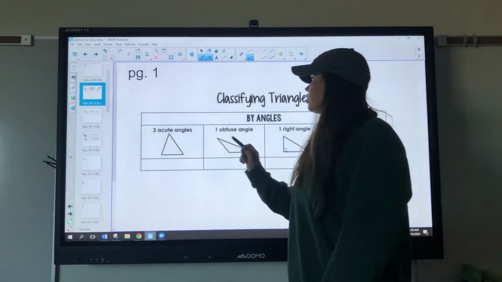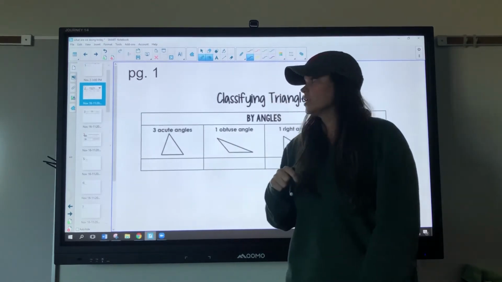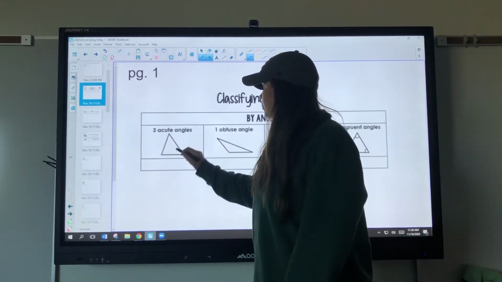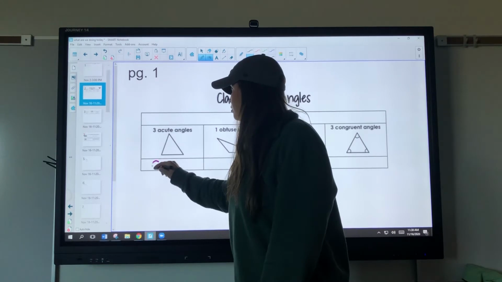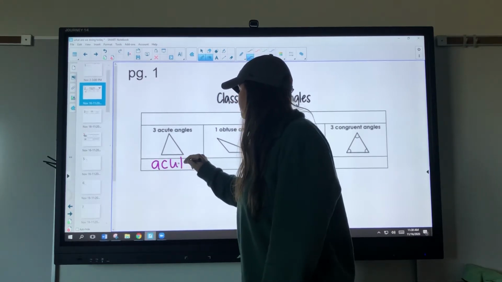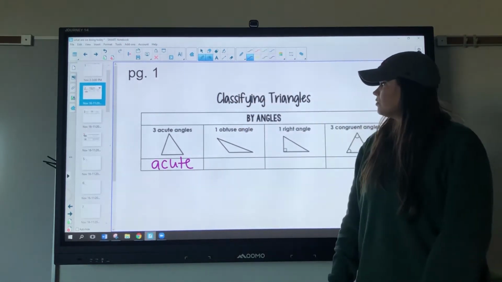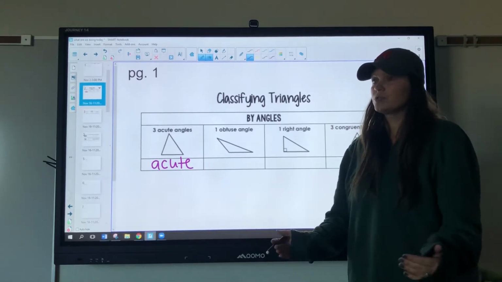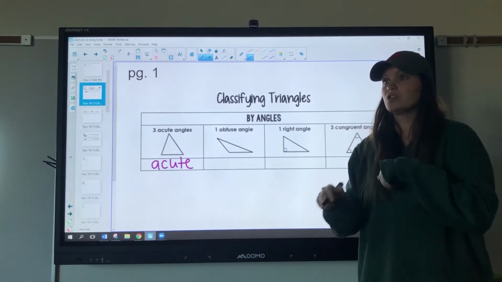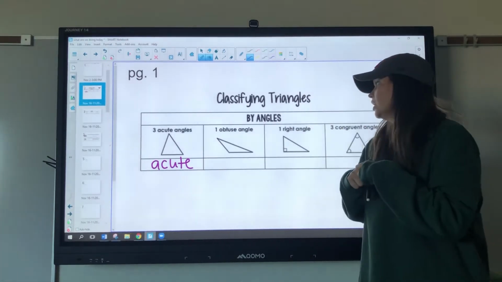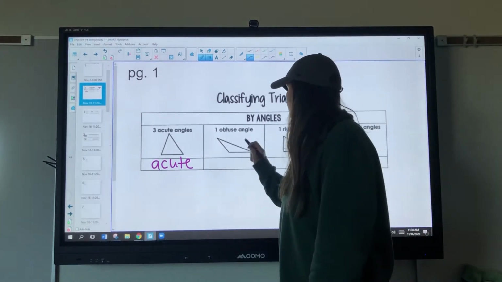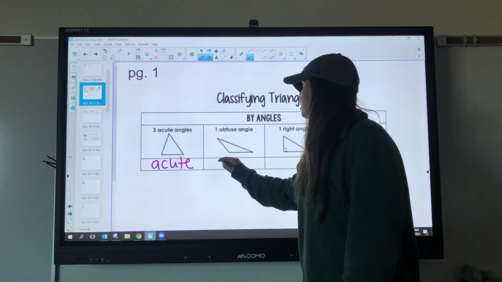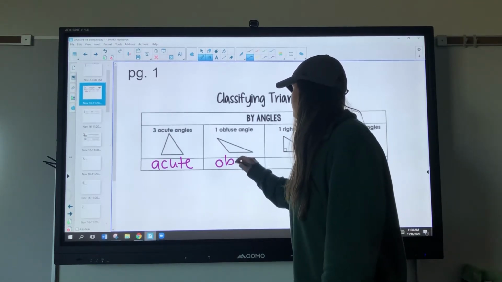If you have 3 acute angles, again an acute angle is less than 90. If all 3 of them are acute angles, that is called an acute triangle. If any one of the angles is obtuse, obviously you can't have more than 1 obtuse angle because the total of all angles in a triangle is 180. So if one is more than 90, you can only have one. But that's called an obtuse triangle.